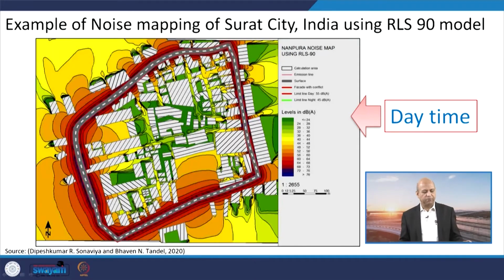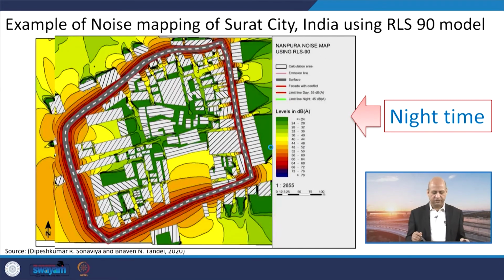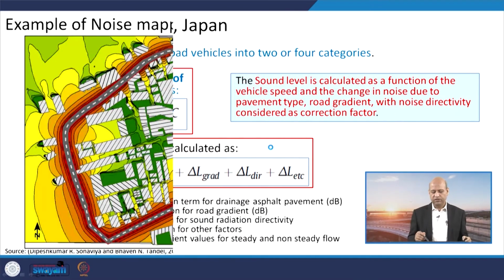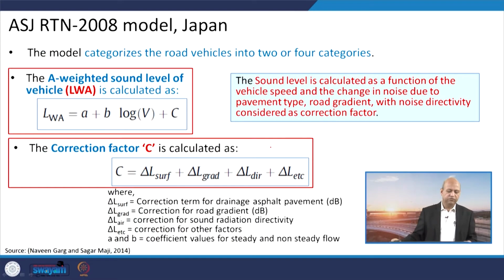Well, when we apply this noise mapping of Surat city in India using this RLS 90 model, in daytime this kind of scenario was generated for different color scheme, you can see the different noise levels. So, this kind of output can be there. Okay.